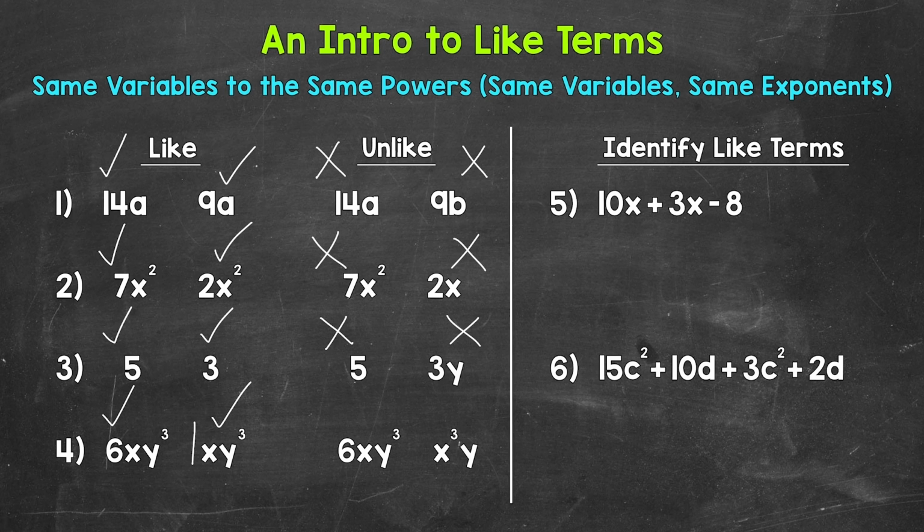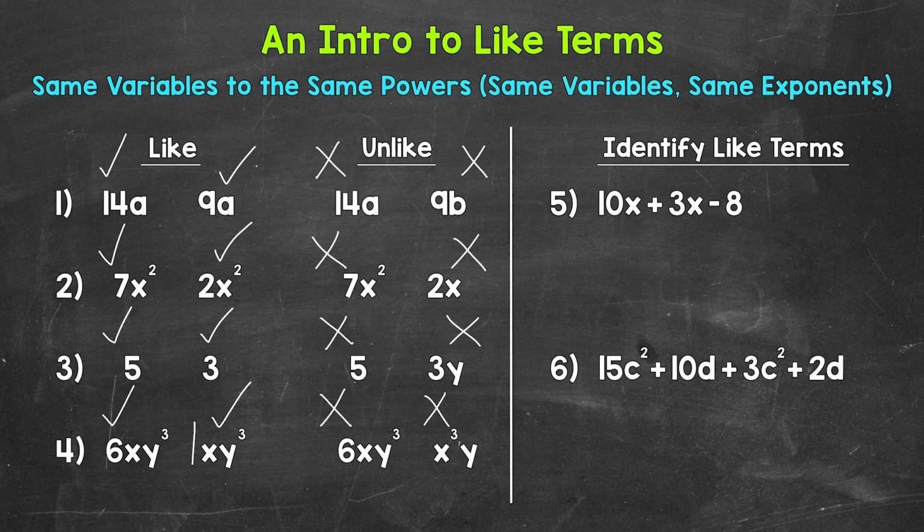Now, as far as the unlike terms, we have 6xy cubed and x cubed y. We have the same variables of x and y and the same exponent of 3, but these are unlike terms. We don't have the same variables to the same powers. 6xy cubed has x to the power of 1 and y to the power of 3. X cubed y has x to the power of 3 and y to the power of 1. So 6xy cubed and x cubed y are unlike terms. We have the same variables, but they're not to the same powers. So those are some examples of like and unlike terms, and then why they are like and unlike terms.